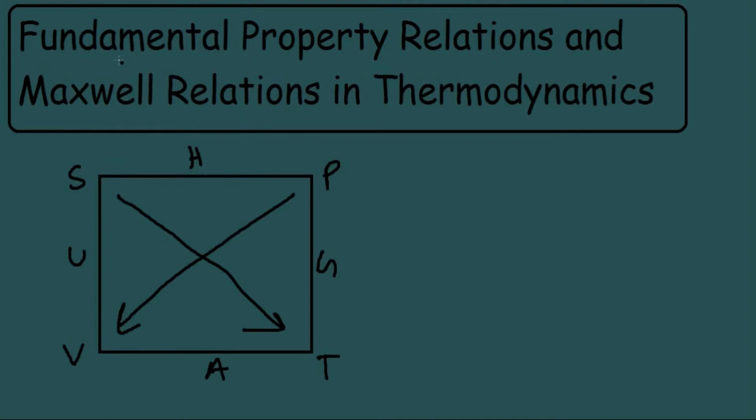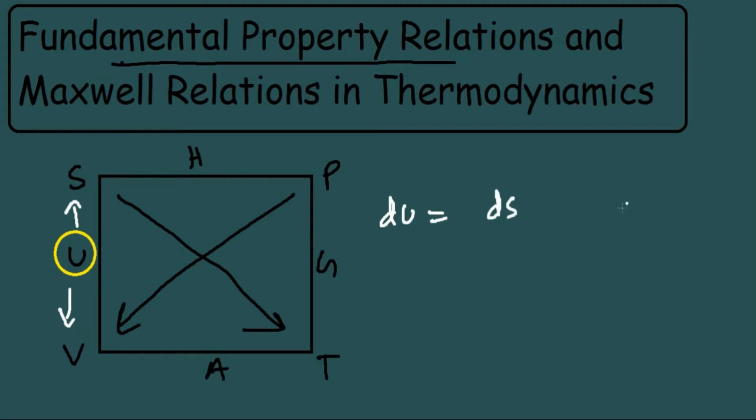So first I will try to derive the fundamental property relations. So first I will start from this internal energy U. So I will write dU is equal to, so in the adjacent sides of U I have S and V. So I will write dS and dV. Now in the opposite corners of S and V I have T. So I will write T in front of dS, and in the opposite corner of V I have P. So I will write P over here.